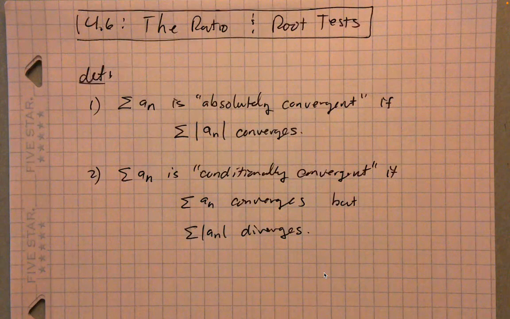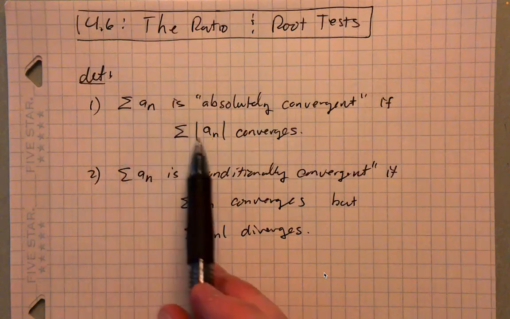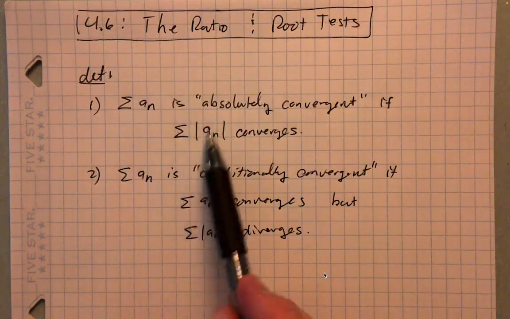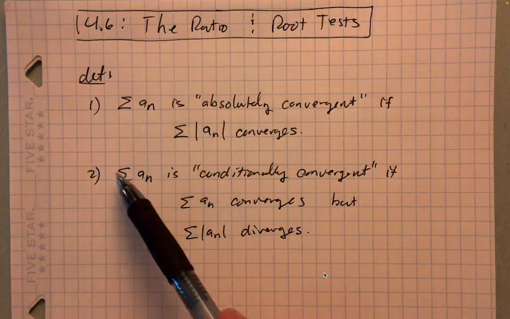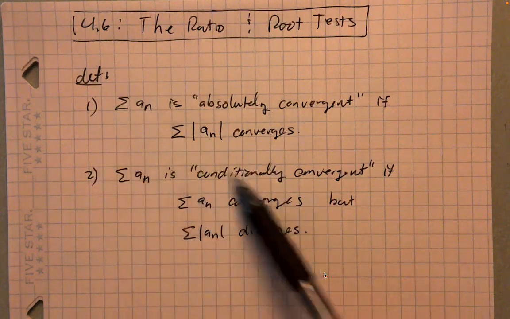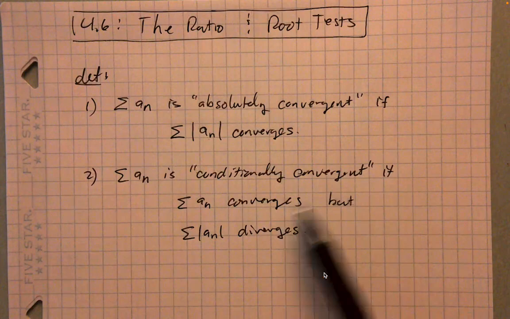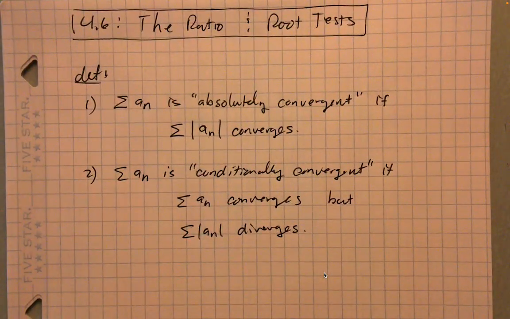On the one hand, you've got this idea of absolute convergence. A series is absolutely convergent if its absolute value series converges. Now, if this happens, then the original series automatically converges, as you might recall from the last section. What we're introducing here is the idea of conditional convergence. A series is conditionally convergent if it converges but its absolute value diverges.